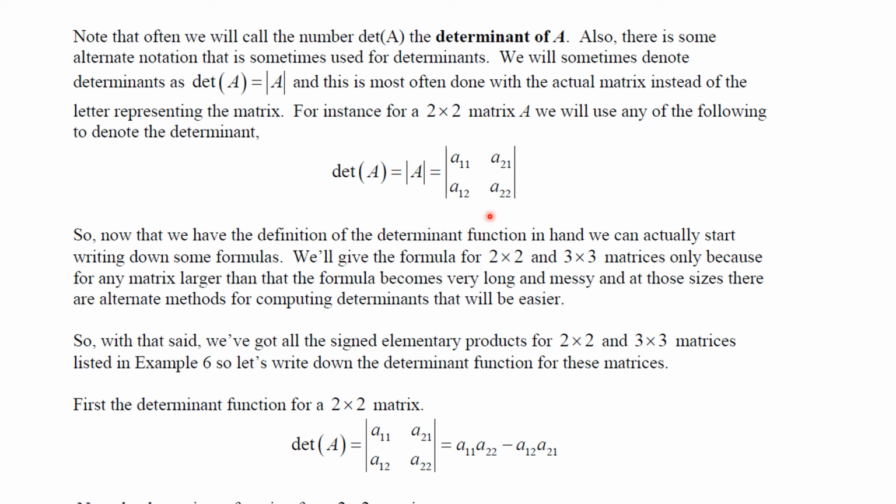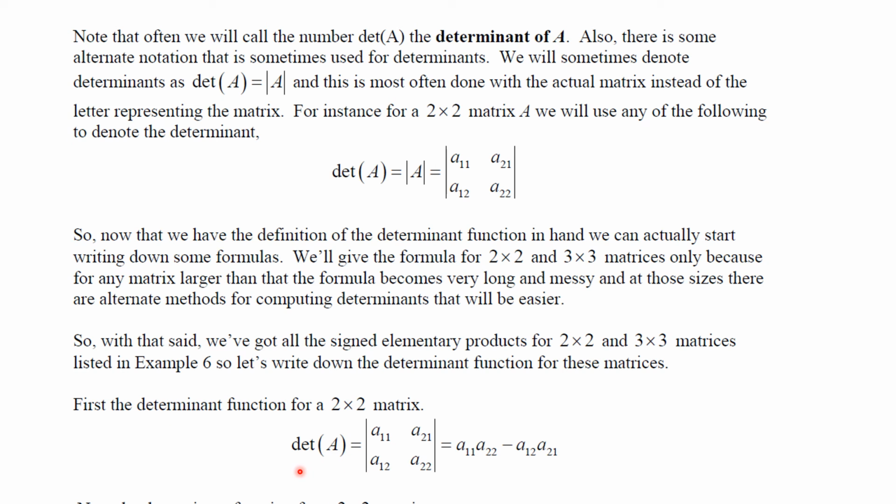So now that we have the definition in hand, we can start writing down some formulas. Let's give a formula for the 2 by 2 and 3 by 3 matrices. And we're only going to do those because for any matrix larger, the formula becomes very long and messy, and for those sizes there are alternate methods for computing determinants that will be easier, and we will prove many of these. So with that said, we've got all the signed elementary products for the 2 by 2 and 3 by 3 matrix, so we can just write them down.